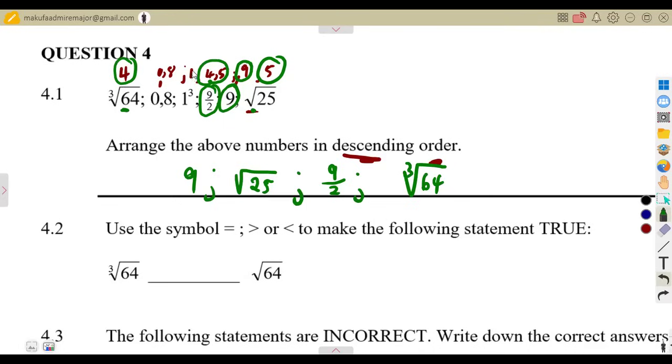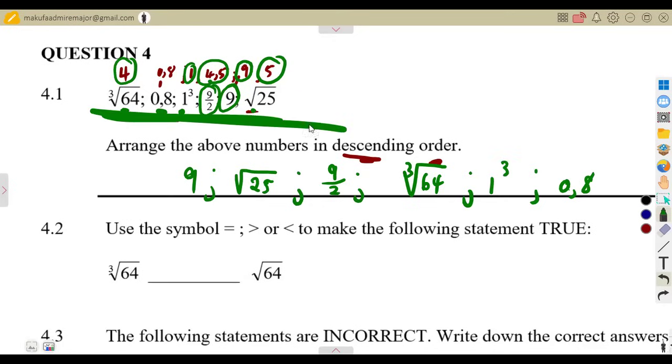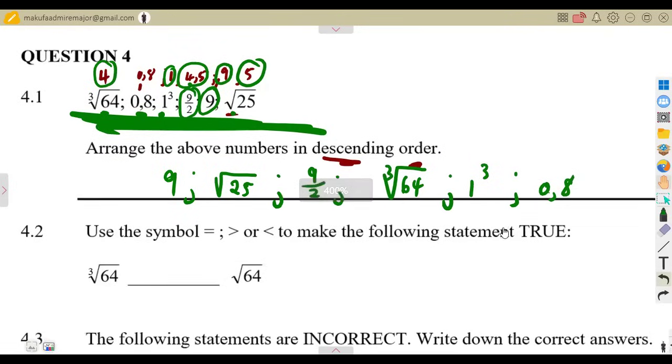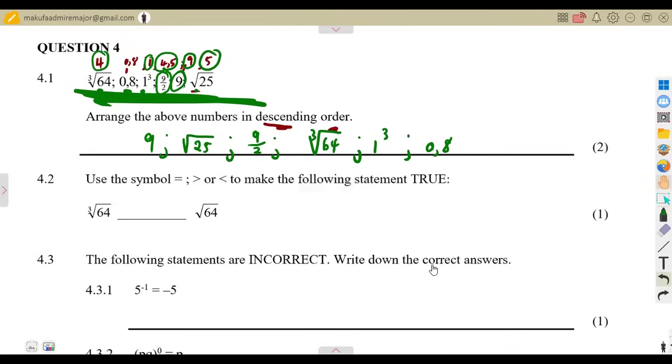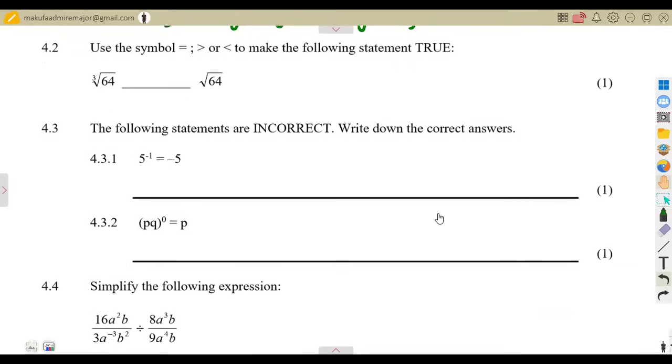Then we move on to 1. 1 was taken from 1 to the exponent of 3. Then followed by the decimal 0.8, which was just 0.8. So this is the descending order, from the bigger value to the smaller one. Writing in the way the numbers were given, it's you who had to change these numbers to decimals so that you can compare to see which one is bigger. But in your answer, you have to write the way that you're given.